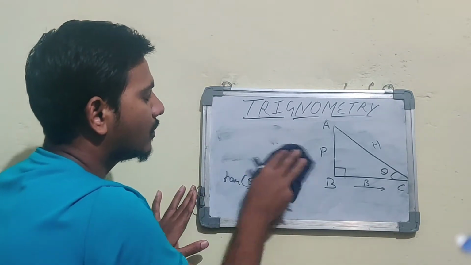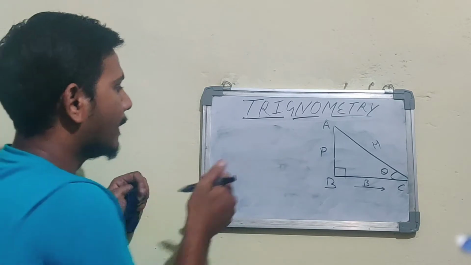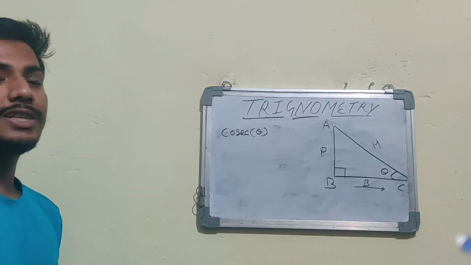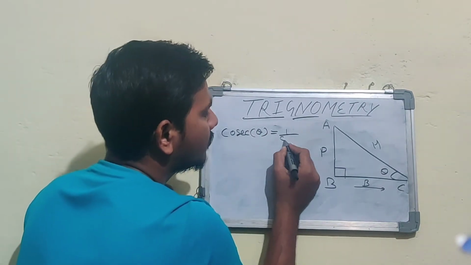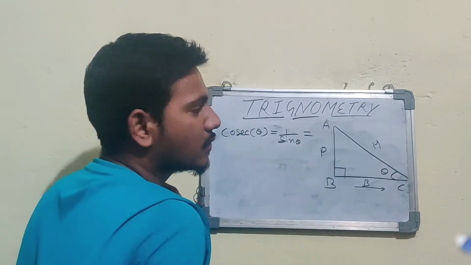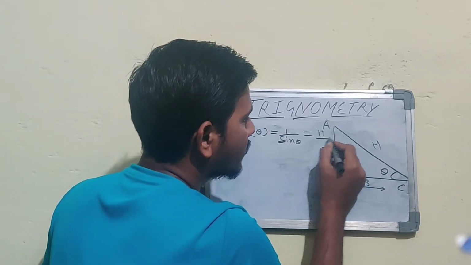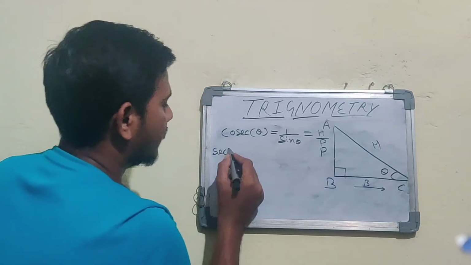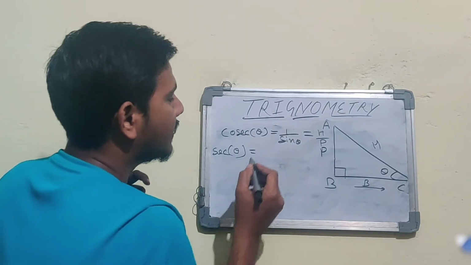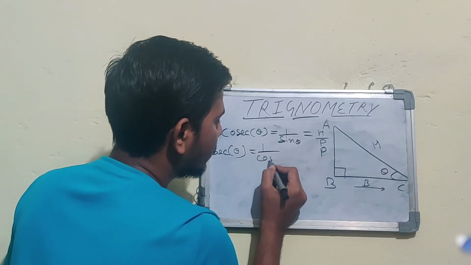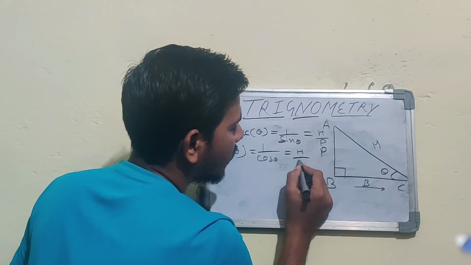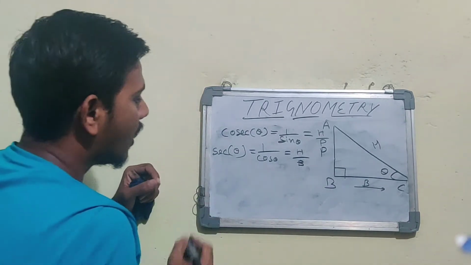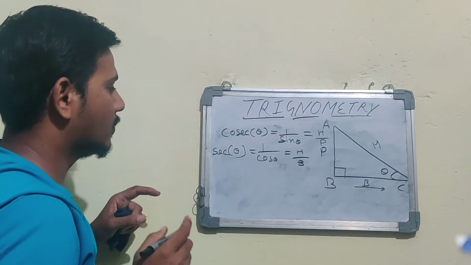Now we will talk about 3 more trigonometric ratios. Cosec theta is the reciprocal of sin theta, which is equal to hypotenuse upon perpendicular. Now we will talk about sec theta. Sec theta is the reciprocal of cos theta, which is equal to hypotenuse upon base.